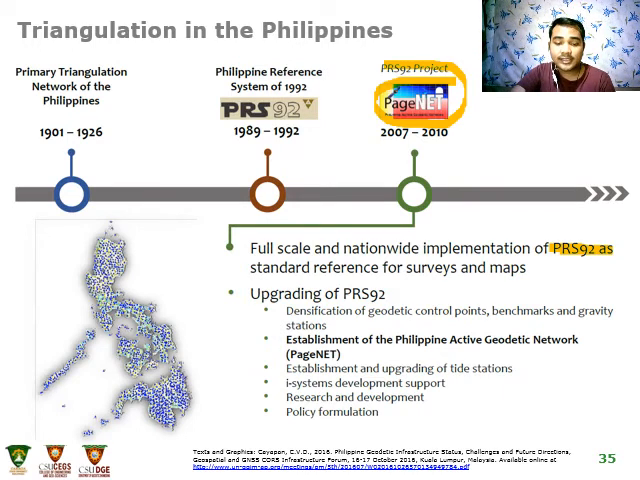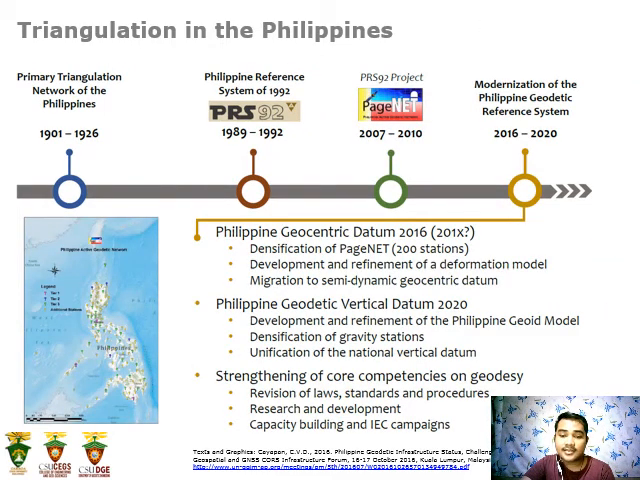So, in upgrading of PRS 92, the densification of geodetic control points and benchmark and gravity station. So, mas ipadaghan pa, no? Ipadaghan pa compared sa katong PRS 92 during 1989 to 1992. So gidugangan, mas gidensify pa siya, mas daghan na siya, nakakatag na siya sa Philippines. And establish ni siya si PageNet or Philippine Active Geodetic Network. And establishment of upgrading the tide stations using the GPS na. And systems development support, research and development, and policy formulation. So, these are the activities during 2007 to 2010.